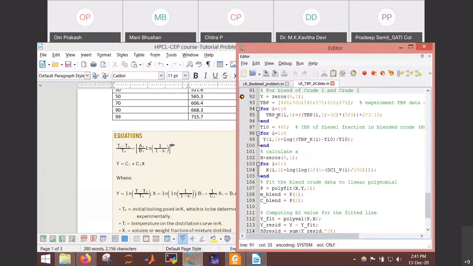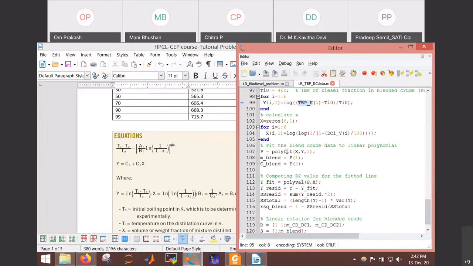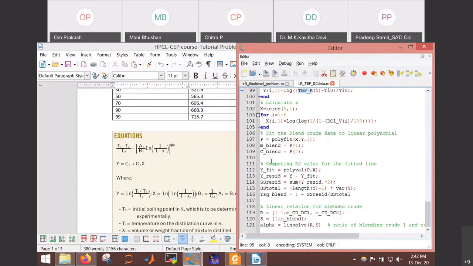This is my TVP. First I converted the TVP into Kelvin. Then I found y, which is a function of my TVP, and x, which is a function of volume fraction. And again using polyfit, I have calculated this slope. Okay, and this is my R2 value.